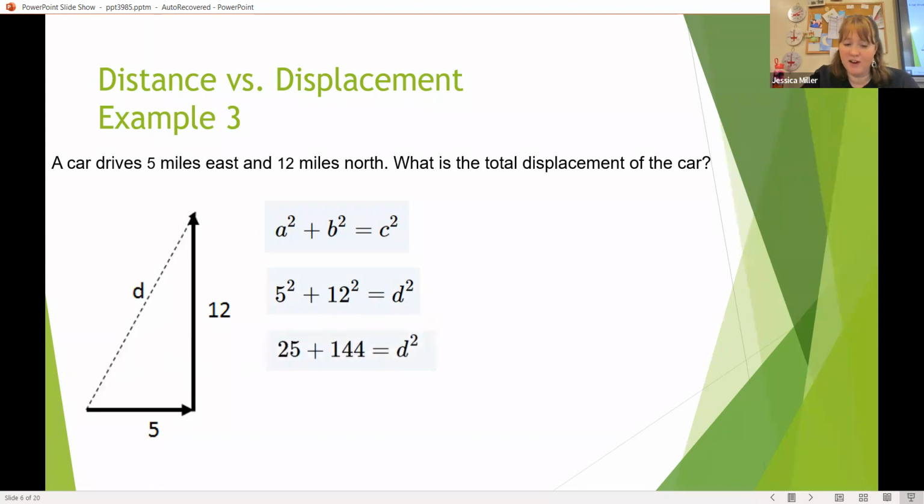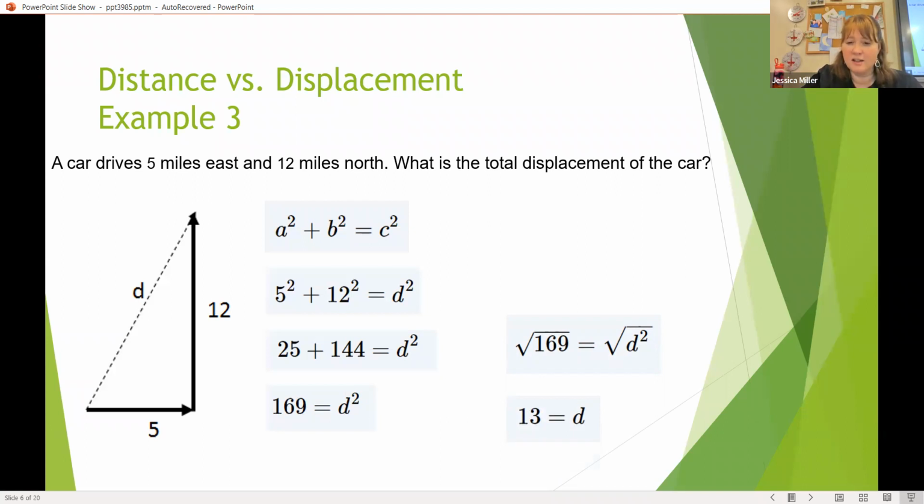So you keep simplifying. 5 squared is 25, 12 squared is 144. And that equals 169. And so your last step, which is important, we don't want to forget it, we have to get the displacement by itself. So to do that, we have to square root both sides, because remember, whatever we do to one side, we have to do to the other. So the square root of both of those will be 13. So my answer here would be 13 miles.